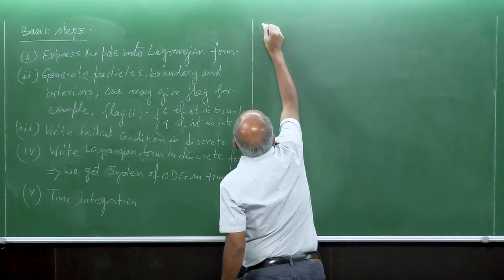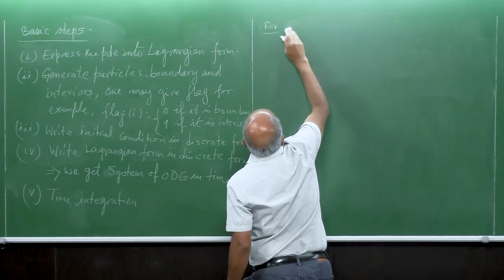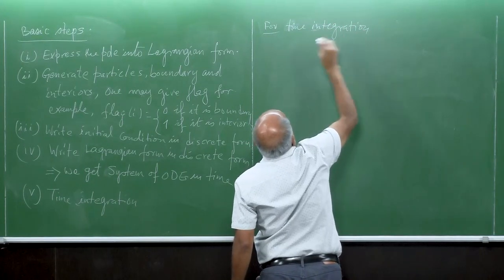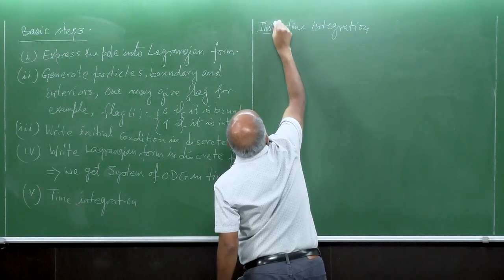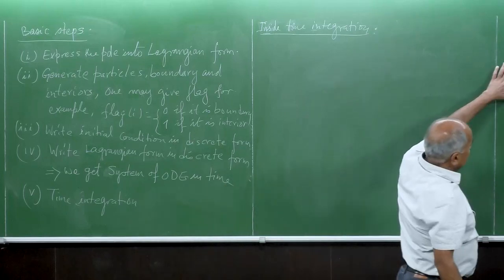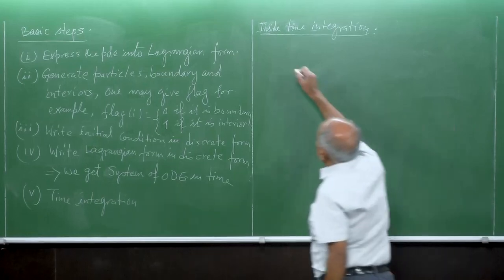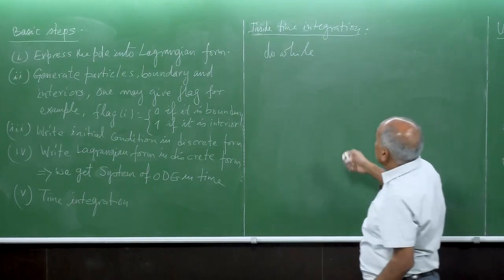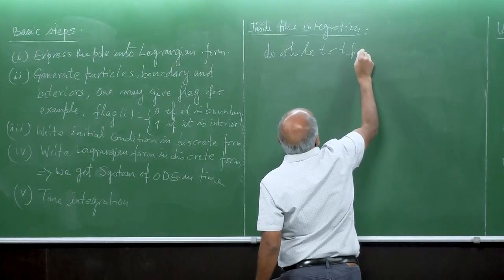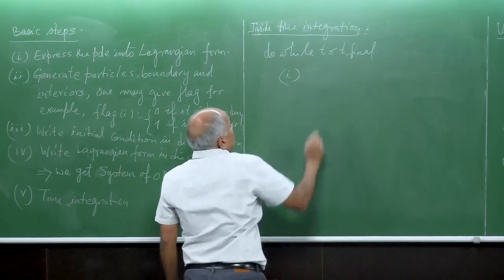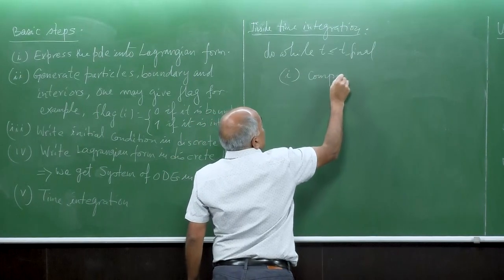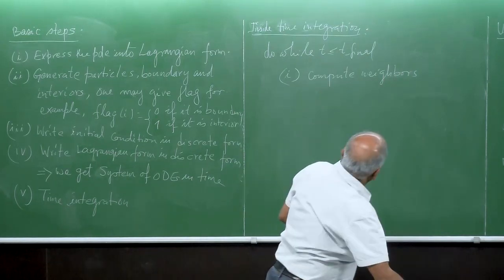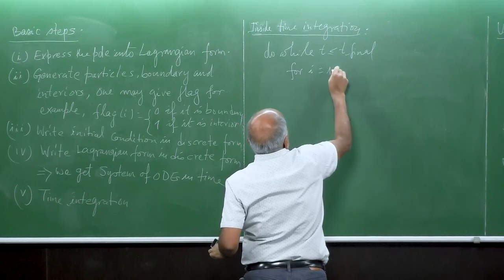So for time integration, what do we have? We have the time integration here. We run this one: do while t less than or equal to t final, after all the initialization. First, compute neighbors, run for all particles, i equal to 1 to n.